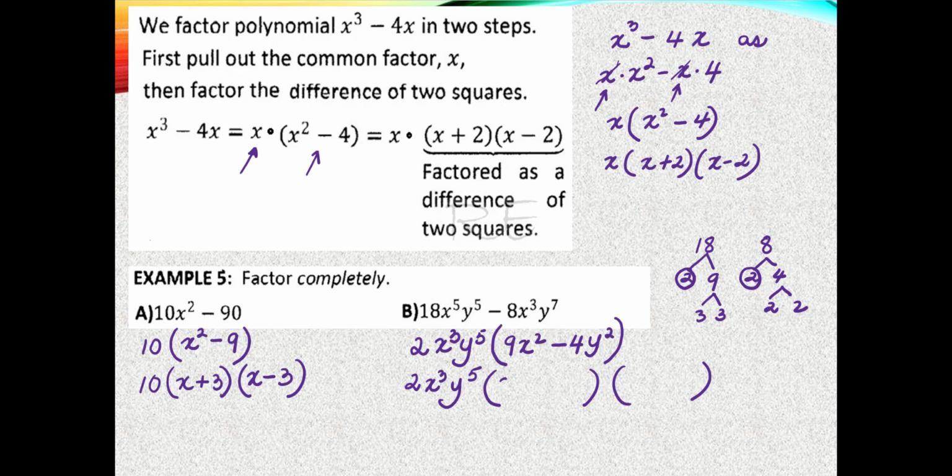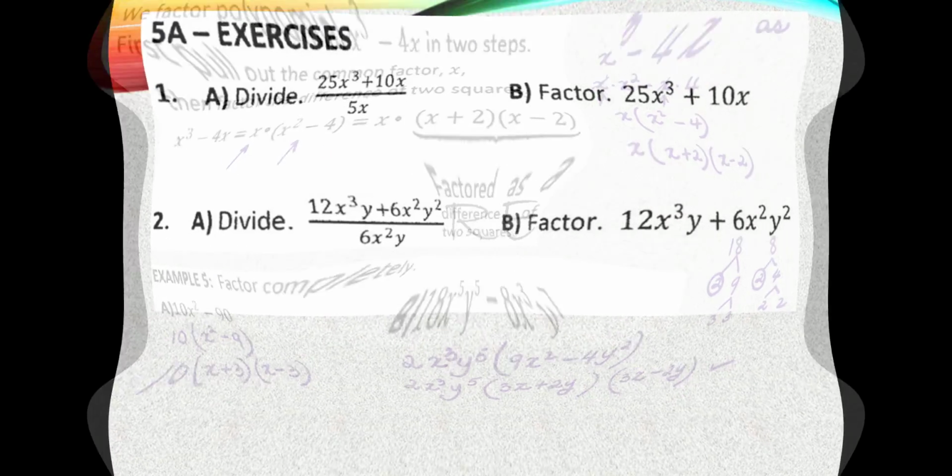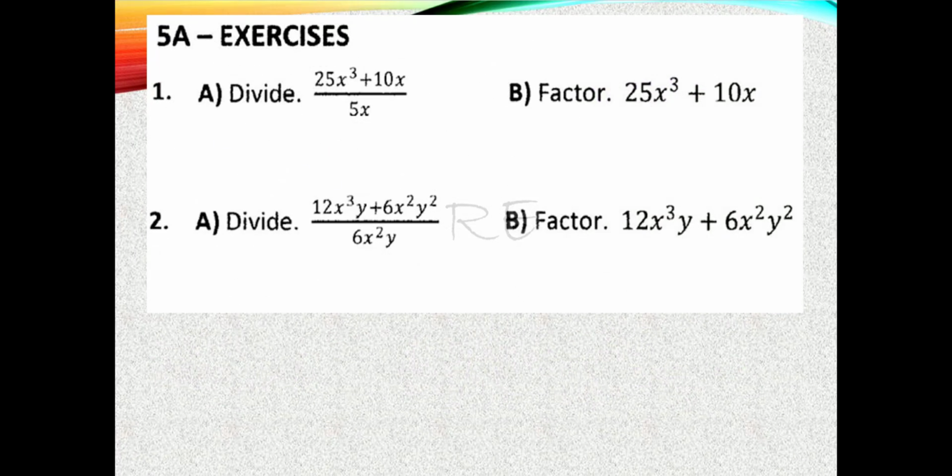this is a difference of 2 squares, 3x plus or minus 2y, 3x plus 2y times 3x minus 2y.